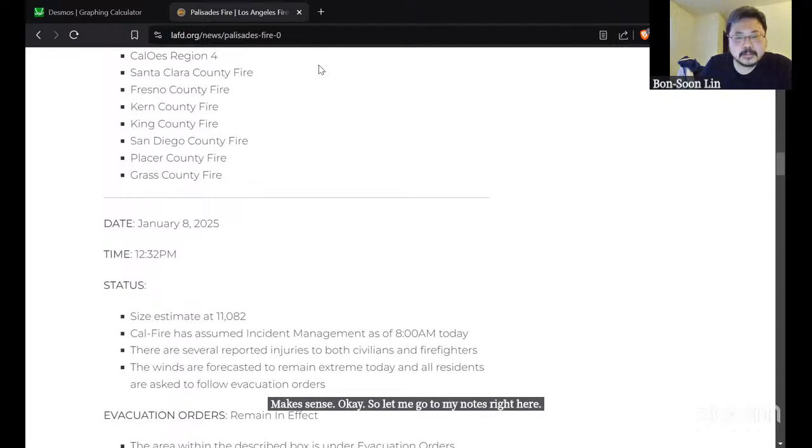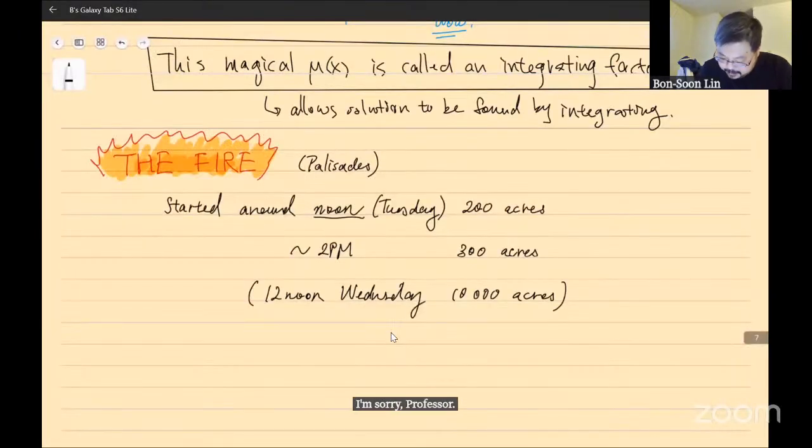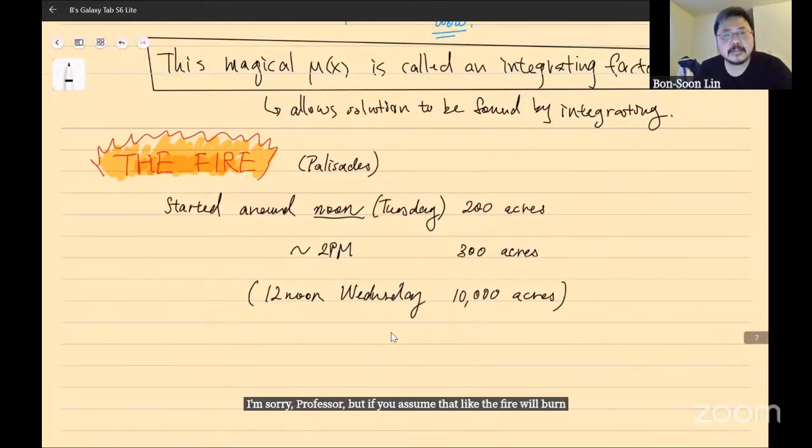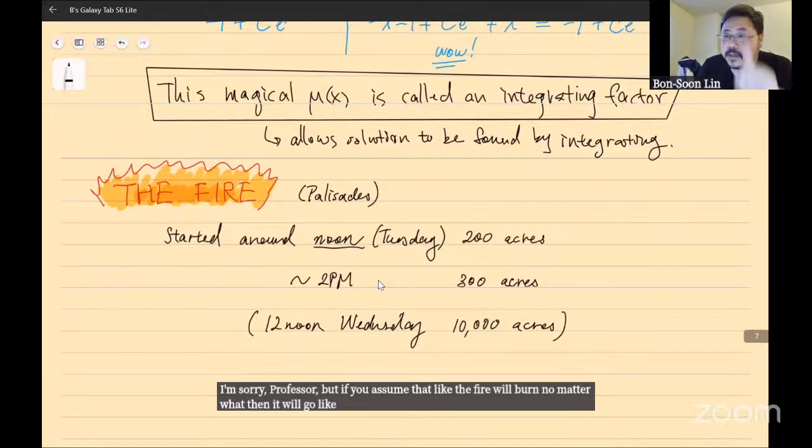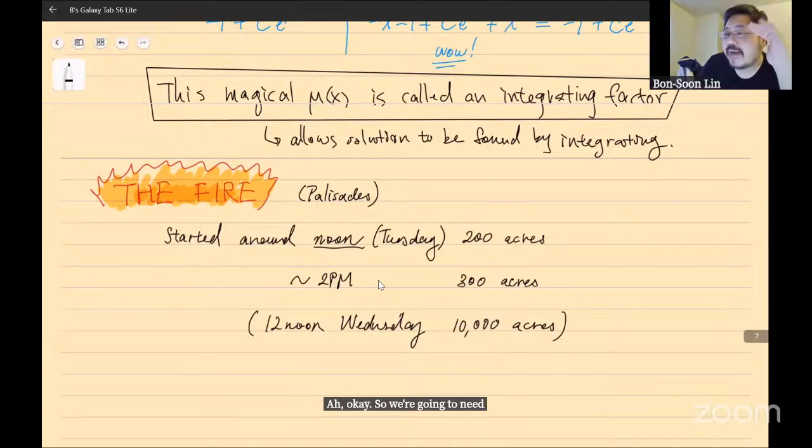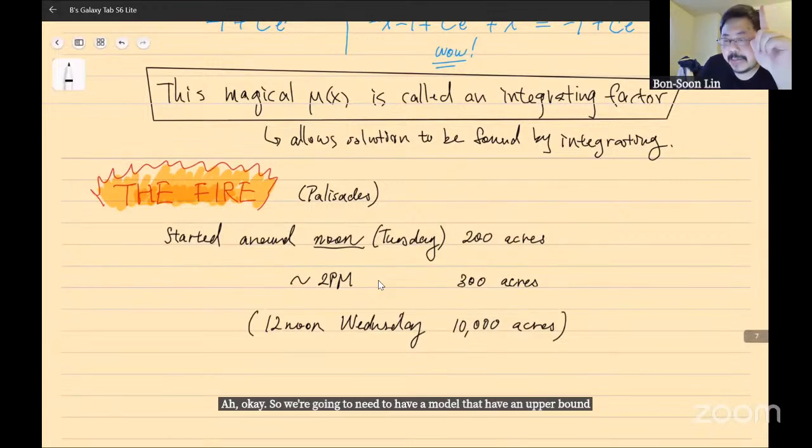I'm sorry, Professor, but if we assume that the fire will burn no matter what, then it will go to infinity, I guess. Okay. So we're going to need to have a model that has an upper bound. So let me show you what that means, okay?